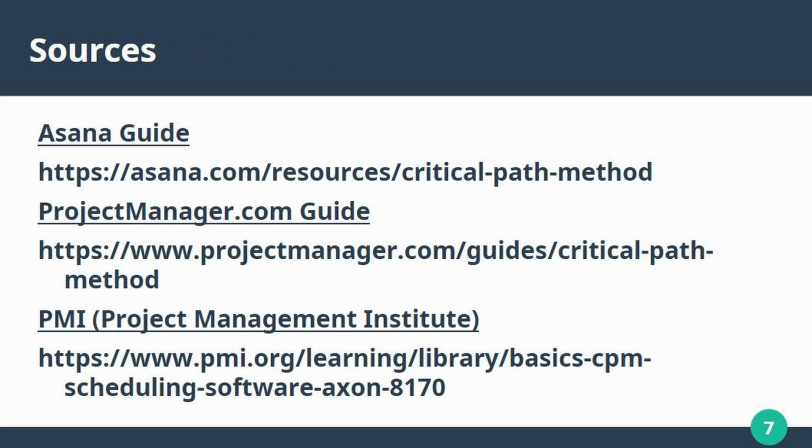And finally, here are my sources. So out of these three, the Asana guide was definitely the most beneficial for me in terms of introductory, baseline stuff for CPM. So I would recommend that the most to anybody who would be curious in learning more on their own. And that really wraps it up.